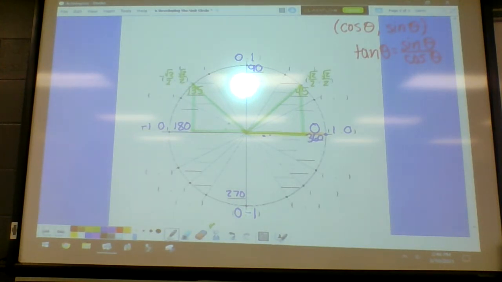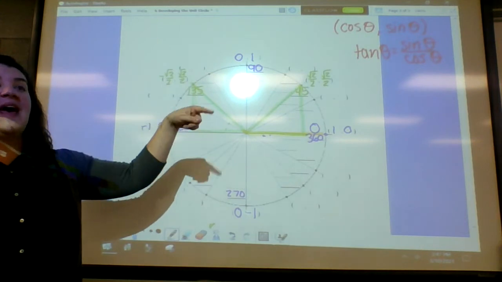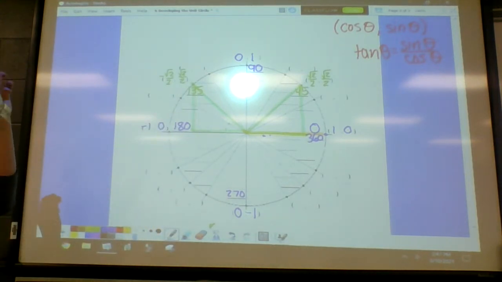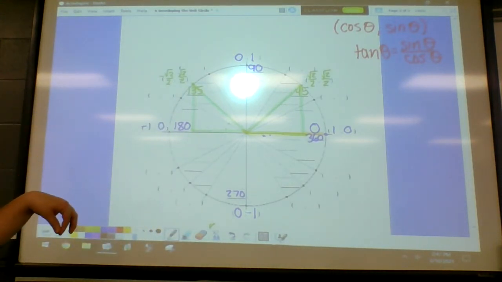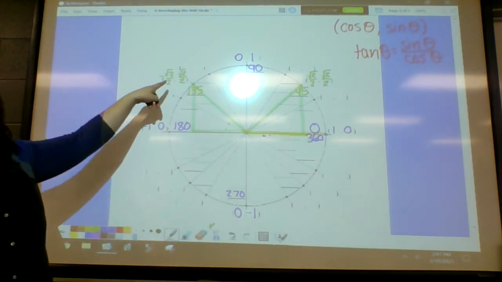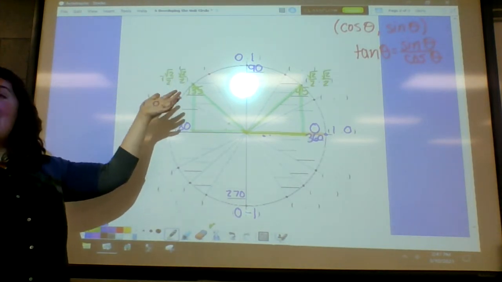Negative square root of 2 over 2, yes. If I said, what's the sine of 135 degrees? It'd be the positive y value, right? If I said, what's the tangent? Tangent will be just the sine divided by cosine. You would take these two and divide them, and you get not a 1, but negative 1, because one of them is now negative, right? So you would divide them, you get negative 1.